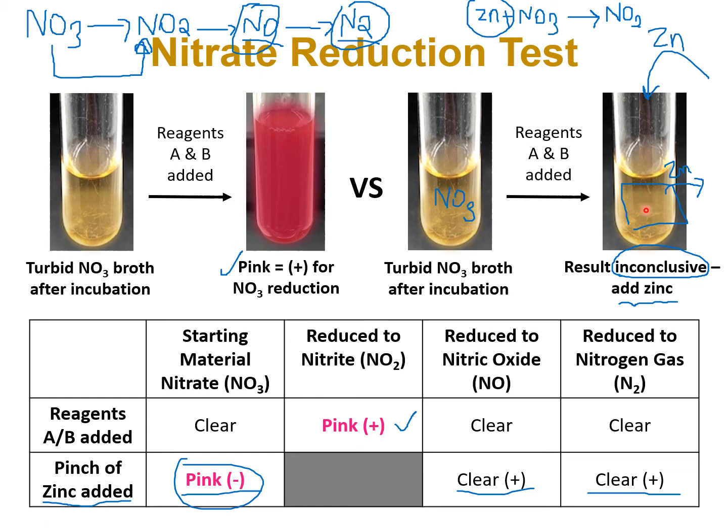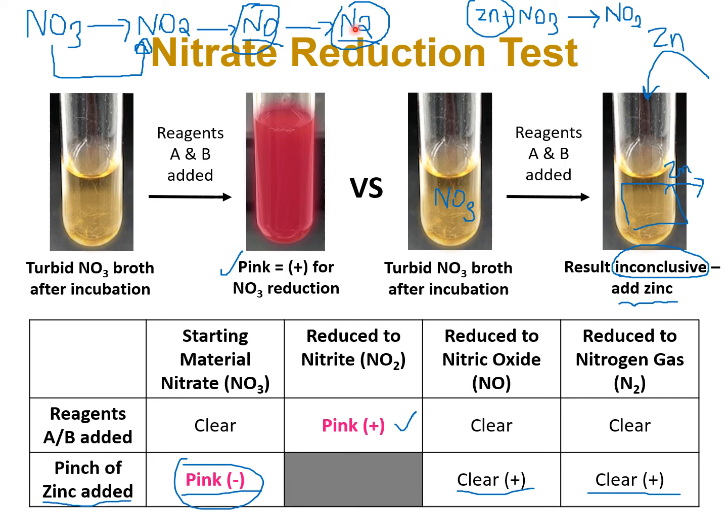Why isn't there any nitrate? Because the bacteria has already reduced it. So if the bacteria has already reduced the nitrate and you add zinc, then zinc is not going to do anything because there isn't any nitrate for the zinc to reduce. So what does that mean? Well, since there isn't any nitrate, you probably have nitric oxide or nitrogen gas.